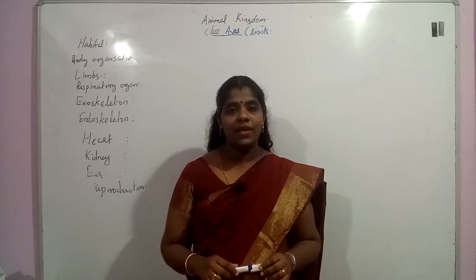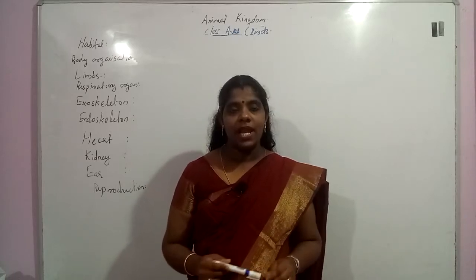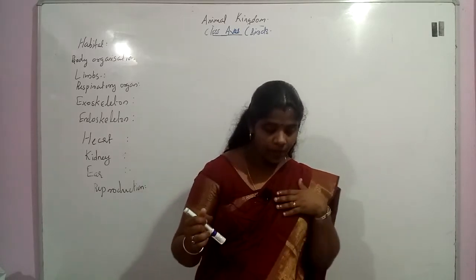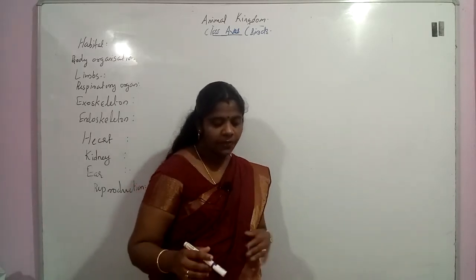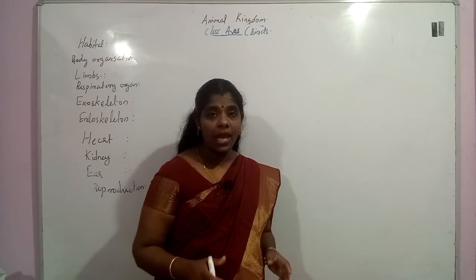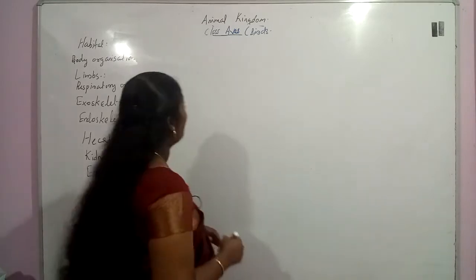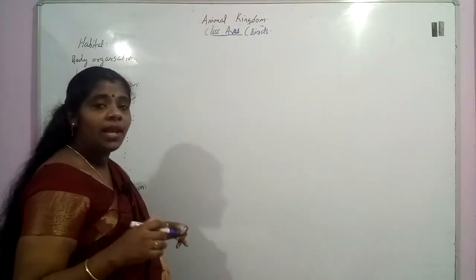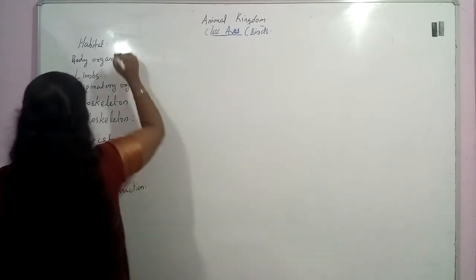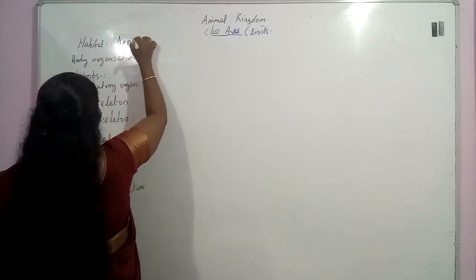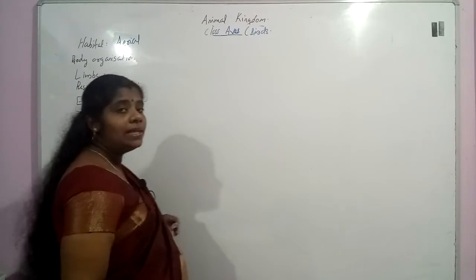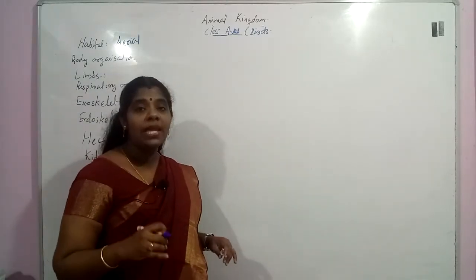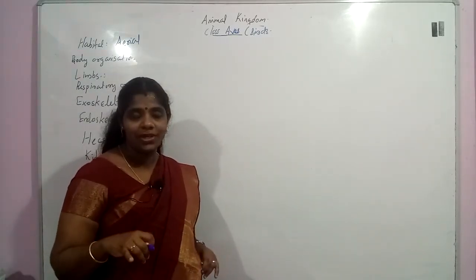In this session, we are studying the class Aves, or birds. Here are the characteristic features of Aves. If we see the habitat of this organism, it is an aerial habitat. Aerial habitat in the sense that they are able to fly because they have wings. That is a characteristic feature of birds.